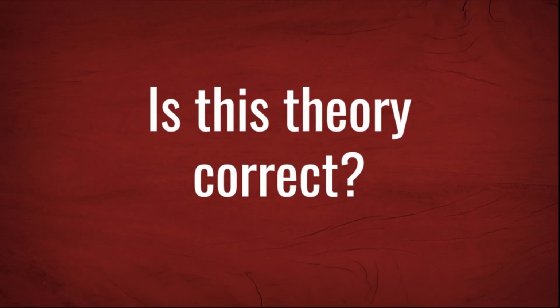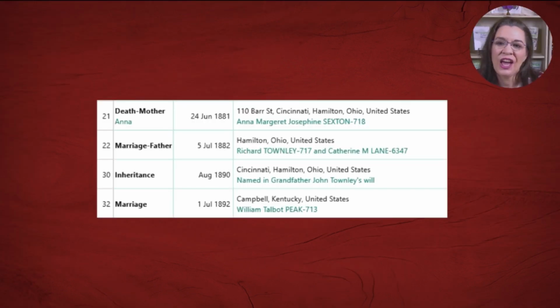However, remember I said to fully research the lives of all of Eveline's relatives, namely her father and brothers? Well, a new addition to the timeline is turning my assumption on its head. Apparently, her father, Richard, married a Catherine Lane. And now I have to rethink my theory.